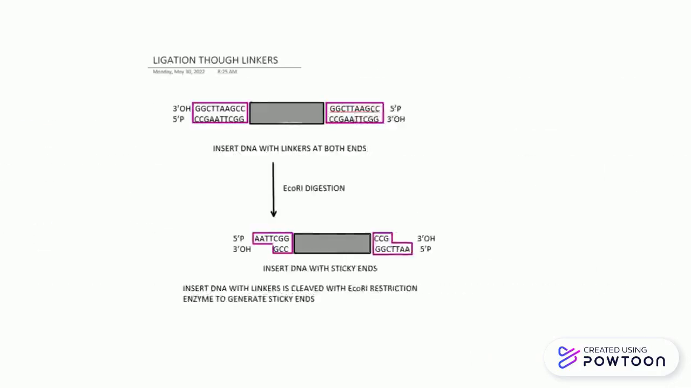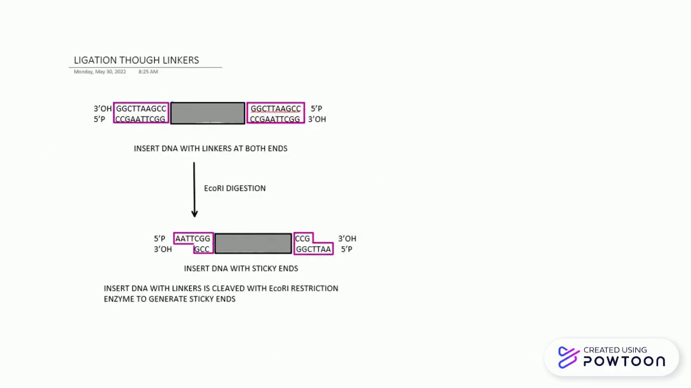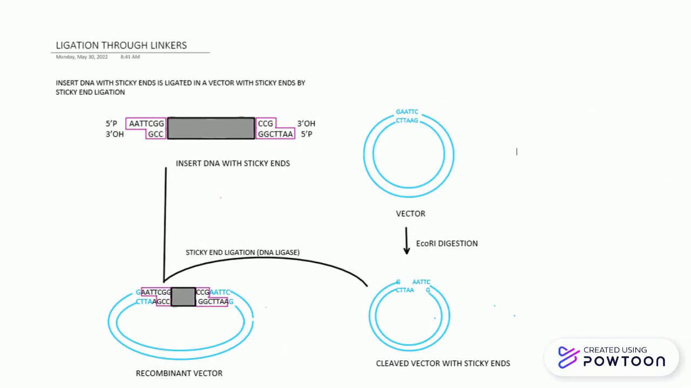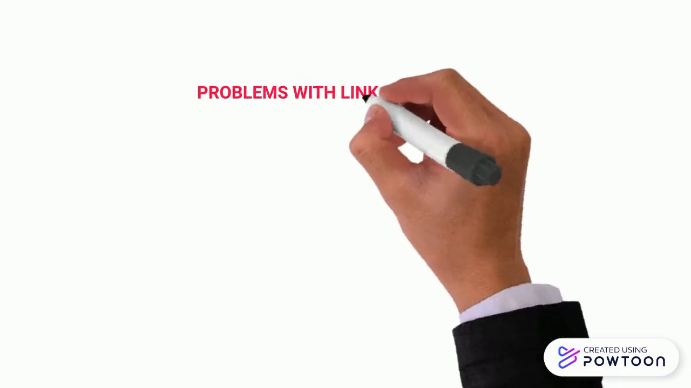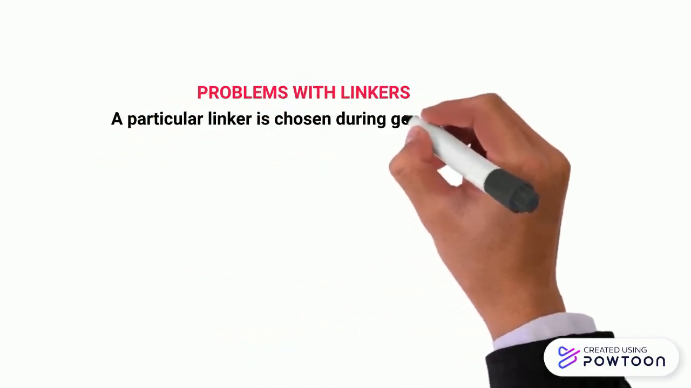In the next step, the insert DNA with linkers at both ends is cleaved with EcoR1 restriction enzyme to generate sticky ends. Finally, the insert DNA with sticky ends is ligated on a vector containing sticky ends and a recombinant vector is formed. At last, we discuss the problems we face during the use of linkers.